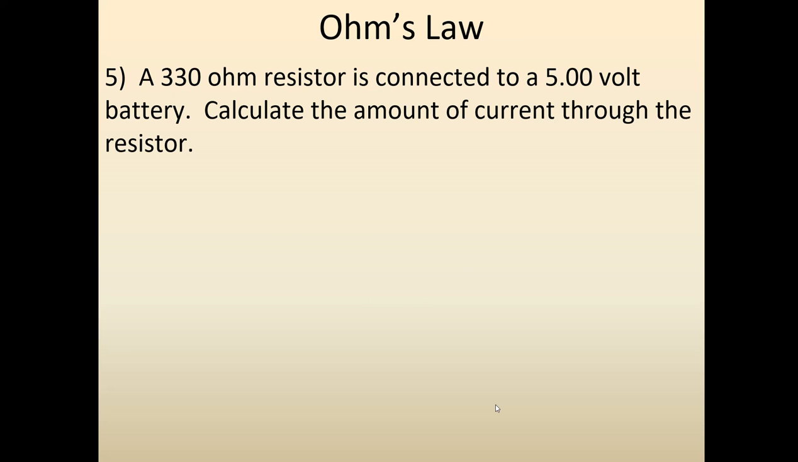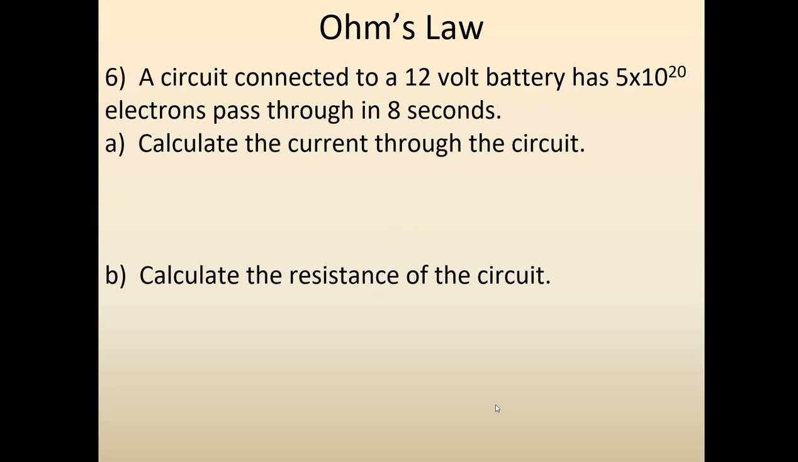Pause the video, work it yourself, and we'll go over it in a second. All right, once again, we use Ohm's law, V equals IR, plug our numbers in, and we get our answer of 0.015 amps. As you could tell, using Ohm's law equation is very, very basic. The important thing though is that it will have immense applications. All right, here's the next set. Pause the video, work it yourself, and we'll go over it in a second.